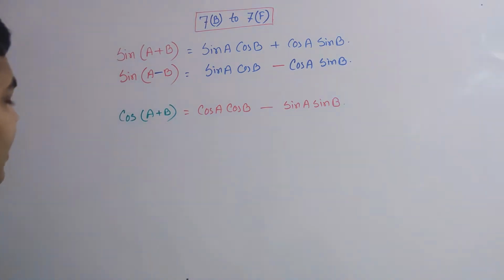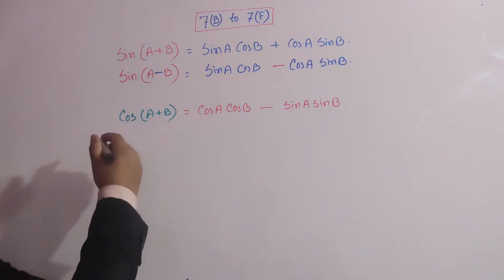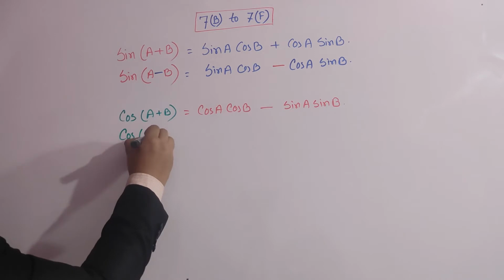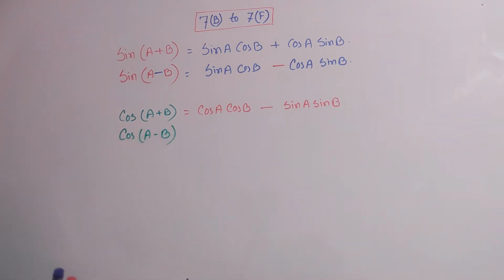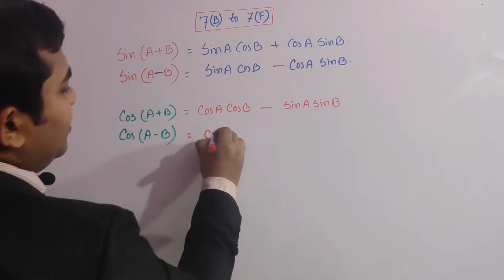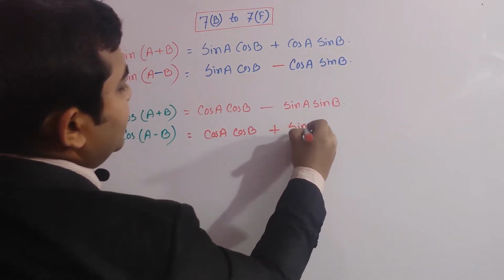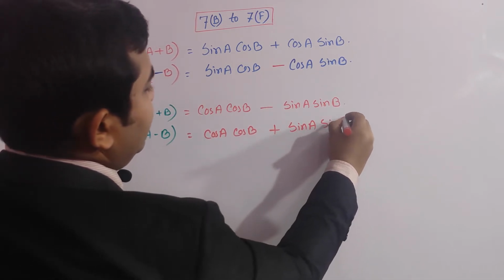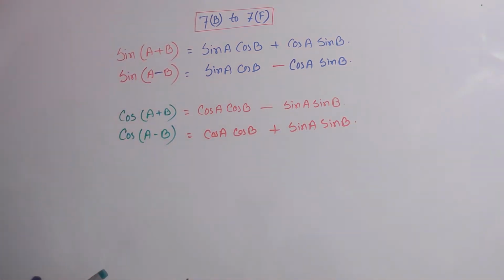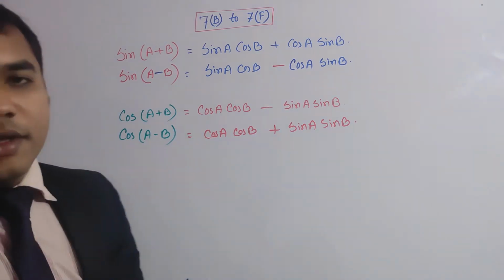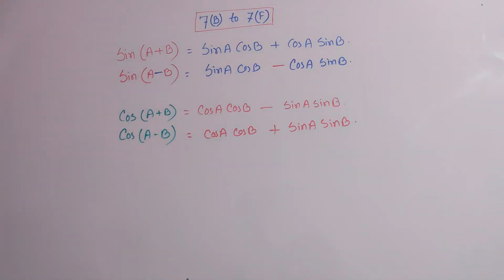Okay, then what will be cos of A minus B? Obviously, I think you can understand, it should be cos A cos B plus sin A sin B. So when it is minus, we will get plus. So these four formulas are very important and basic formulas for you.